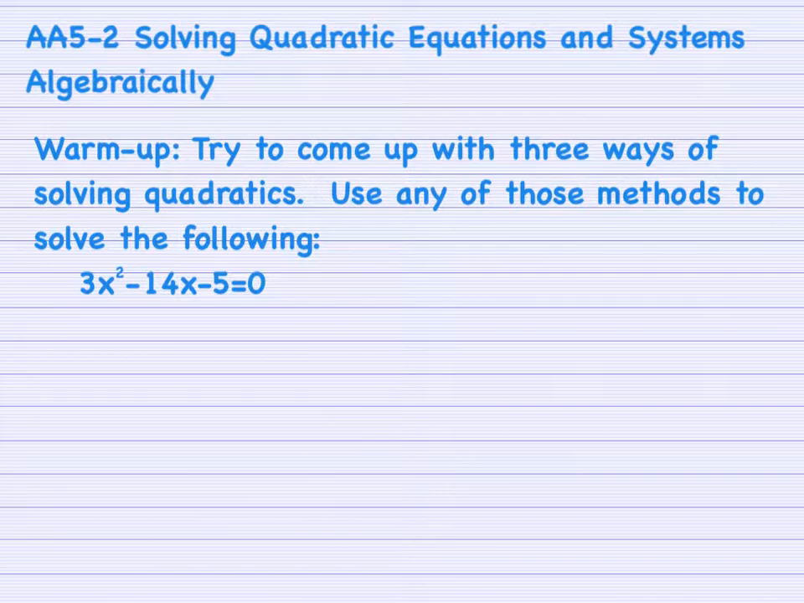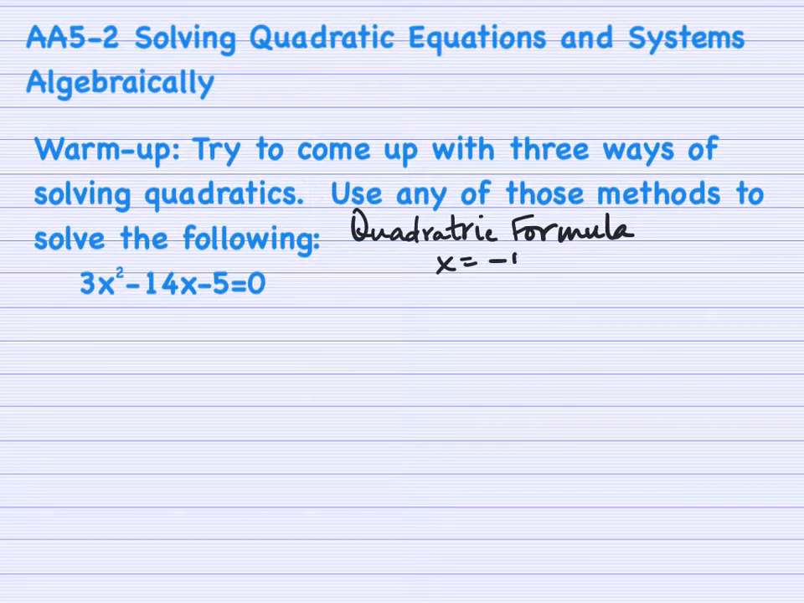So what we're going to do today, the warm-up, is coming up with 3 different ways of solving quadratics and then using any of those 3 methods to solve the following. So we have several methods of solving quadratics. One of them is the quadratic formula, and that one will work every time on every quadratic. It just sometimes you need zeros in places, and that is x equals negative b plus or minus the square root of b squared minus 4 times a times c, all divided by 2a.